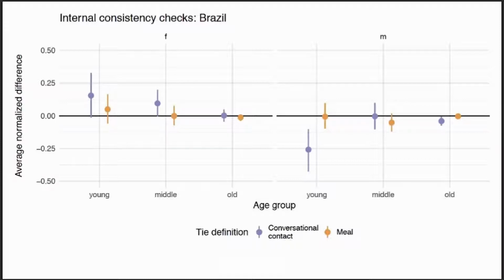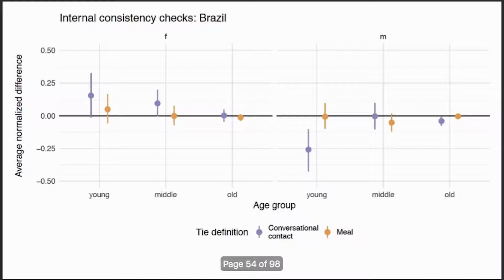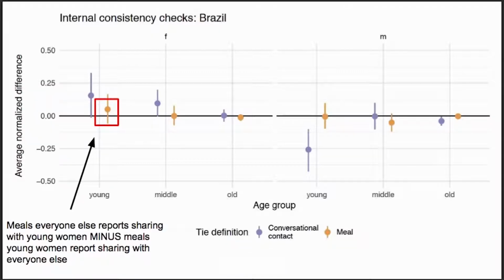This example is about just males reporting females and females reporting males, but we can provide more detailed internal consistency checks. We can do these by age group and gender. So for example, we can calculate an internal consistency check for each tie definition and for each age sex group. So what do I mean by that? Well, these are the results for Brazil. This left panel here is females, the right panel is males. As before, the meals are in orange and the conversational contact definition is in blue.